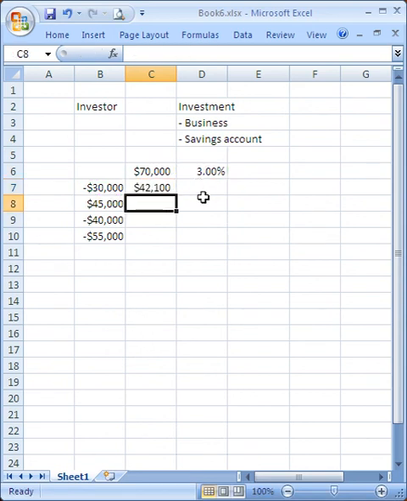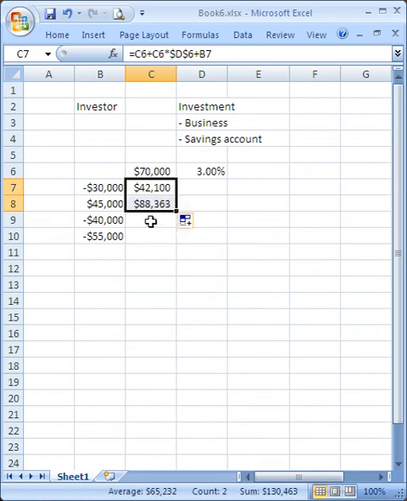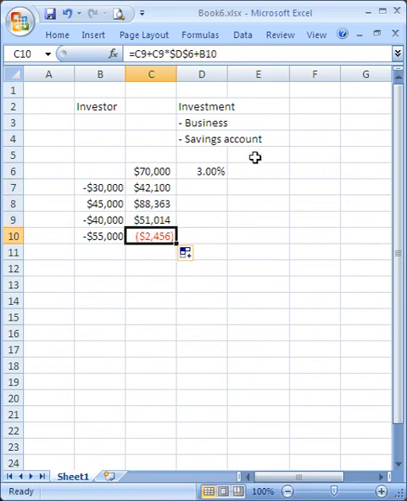If we had a 3% savings account, the balance after we added 3% interest and took out the $30,000 would be $42,100. The balance after 1 more year would be $88,363. That's because we added 3% interest and put $45,000 in. If we continue in this way for 4 years, we'll have exactly the same cash flows as in the original business. $70,000 in, $30,000 out, $45,000 in, $40,000 out, and so on. Will we end up with a final value of $30,000? No, but we can adjust that by using goal-seek.